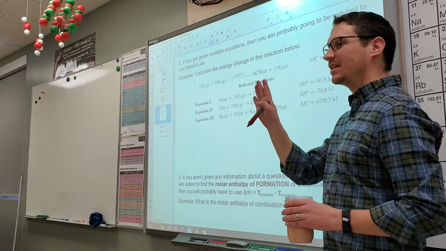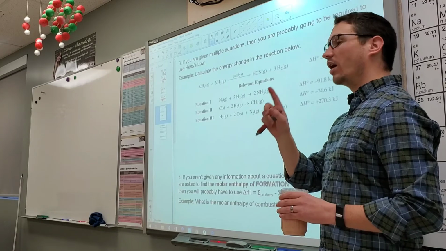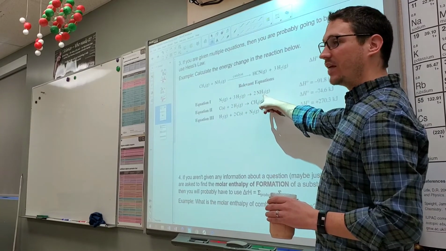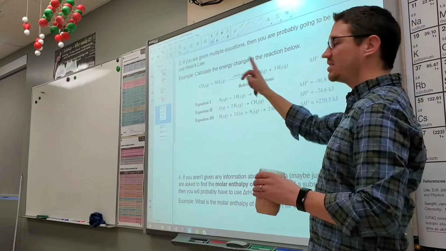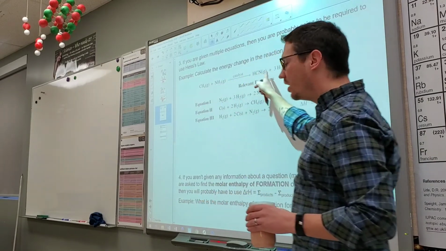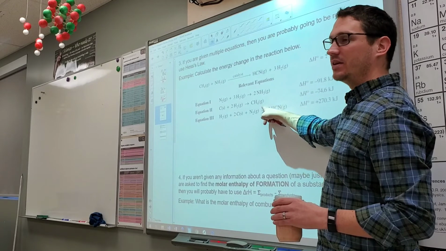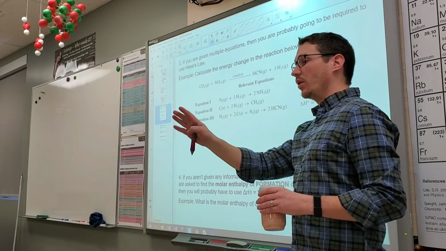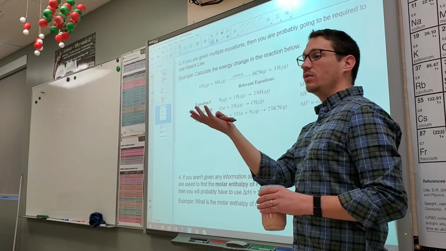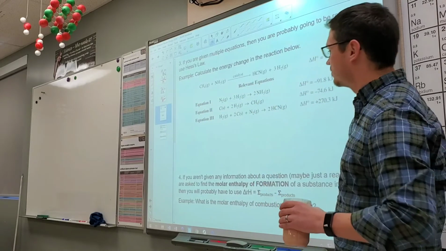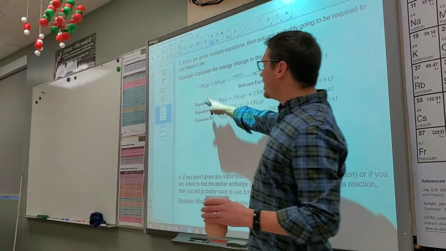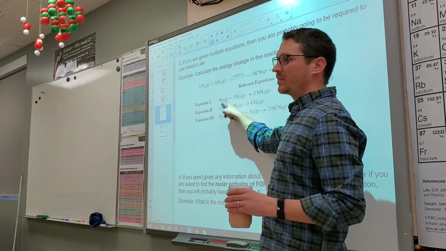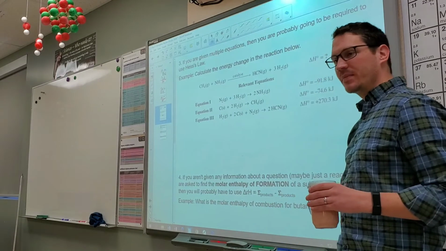That's fantastic. You want to look for one substance in the main equation that you can only find in one of these, right? And then adjust it by multiplying or dividing, and also multiplying by negatives, that kind of thing. So let's look for CH4. Can you find it in only one equation? Yes. Where can you find it?